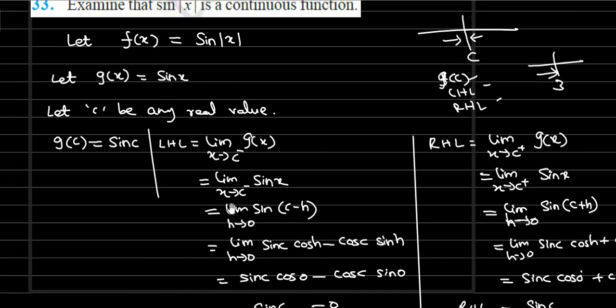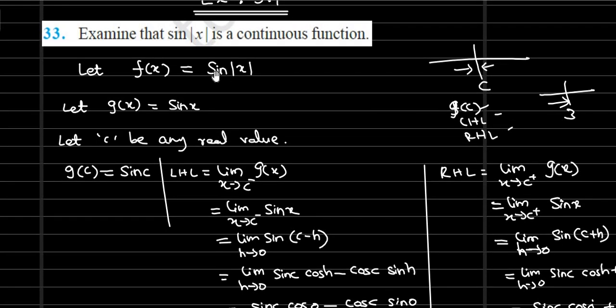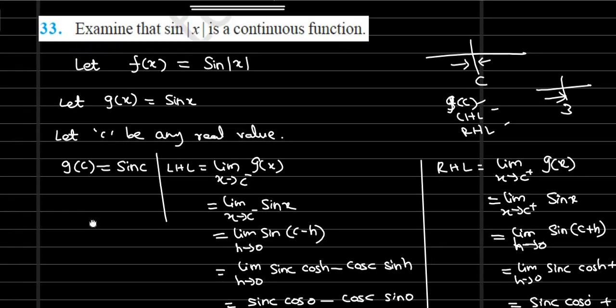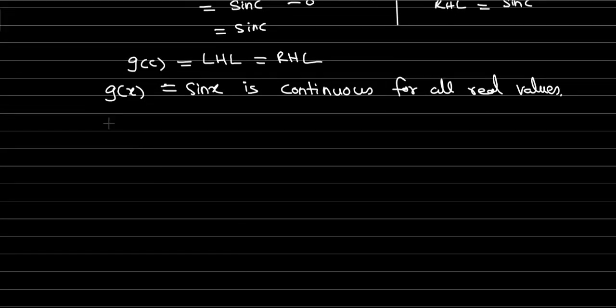Okay, so next, I told you that f of x is a composite function of a sine function and modulus of x. Next I am going to take h of x as modulus of x. Now I am going to prove that modulus of x is continuous for all the real values. So now let h of x equal modulus of x.